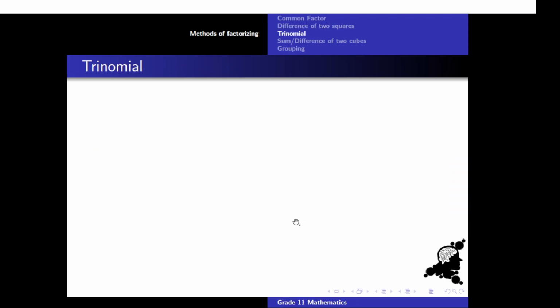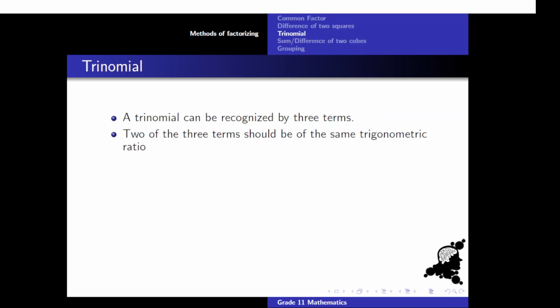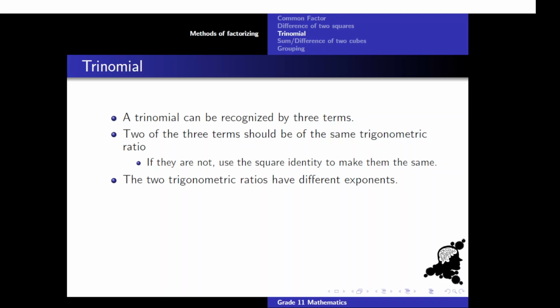Alright, now we get to the trinomial. Now with the trinomial, we know it's a trinomial because it has 3 terms. Remember, the prefix tri means 3. 2 of these terms will have the same trigonometric ratio. One would most likely be a number. The last one would be a number. If it so happens that these 2 terms are not the same trigonometric ratio, you could use the square identity to make them the same. I'll show you in detail what this means in a second.